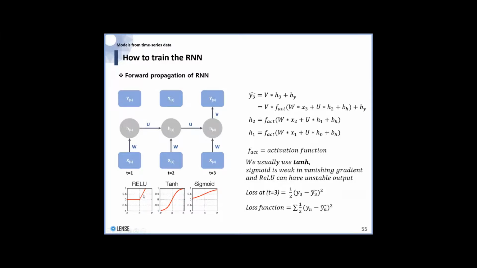Okay, and the activation functions that people use are the ReLU function or arctangent or sigmoid. It looks like this.